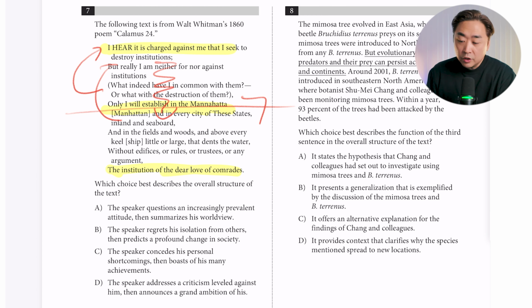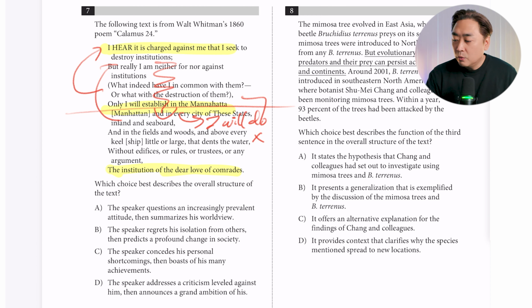I hear that is charged against me something. Only I will do this. Meaning this is more like call to action or actionable stuff, right? Only I will do this X, right? I will establish this. The institution of the dear love of comrades. So this is how I end.